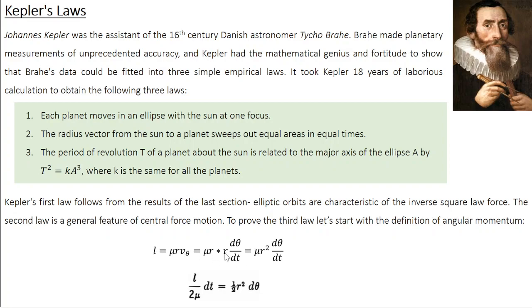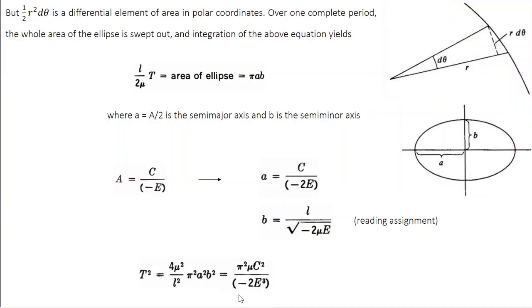v theta is nothing but r into d theta by dt, so L equals mu r squared into d theta by dt. Now, if you multiply on either side with dt by 2 mu, then you get L dt by 2 mu equals half r squared d theta. Now, what is the term on the right hand side? Half r squared d theta.